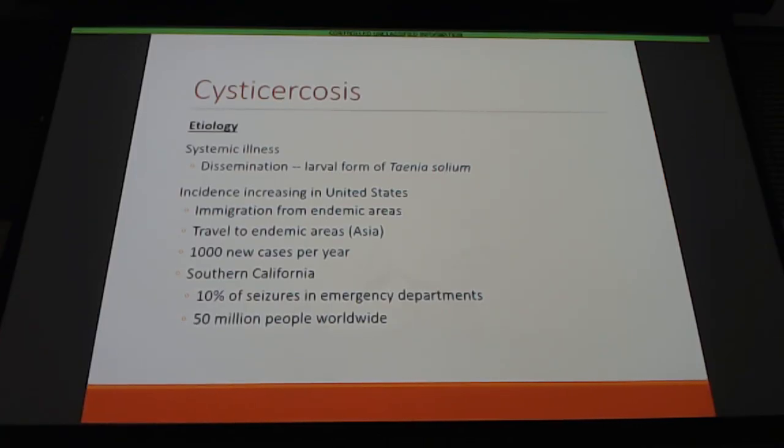All right. Usually you see this from folks that immigrate from endemic countries, usually from rural areas and lower socioeconomic areas. Okay? Now, the more common places that you'll see this overseas. Now, Southern California, 10% of seizures in the emergency department. Those are usually immigrants that come over here that are already affected, mostly with neurocysticercosis, because they have them in their brain.